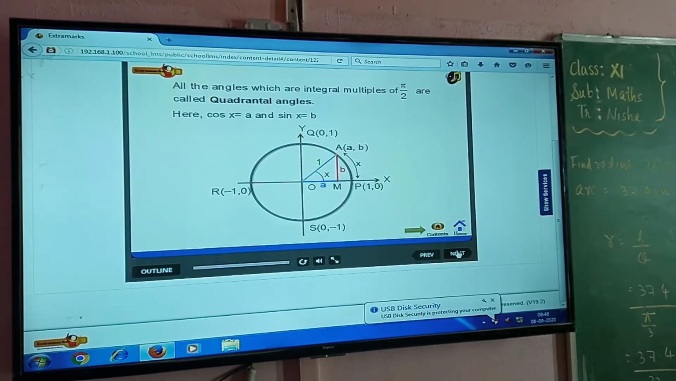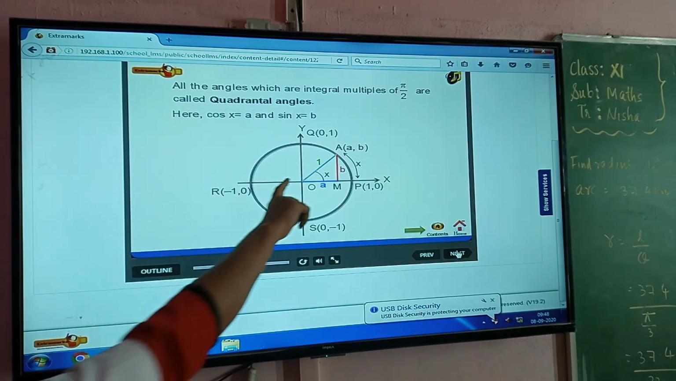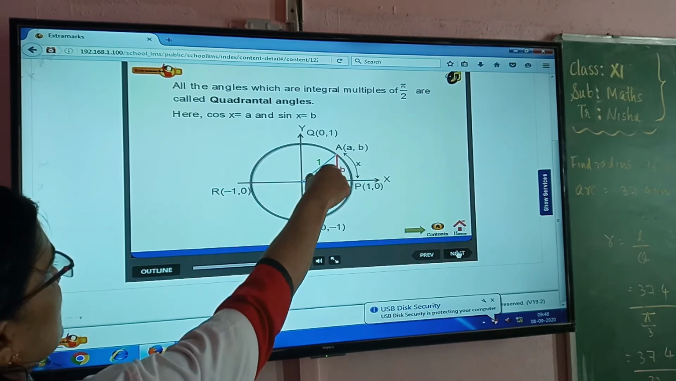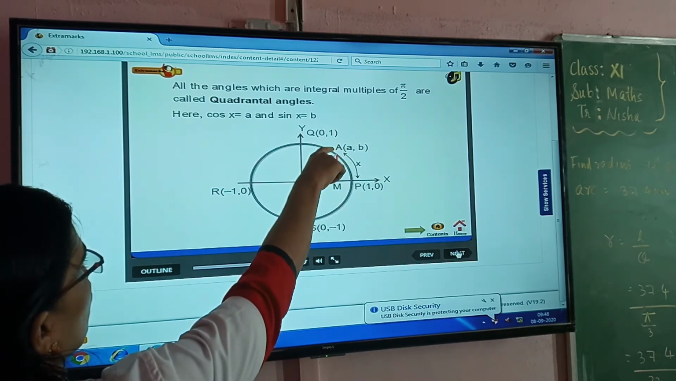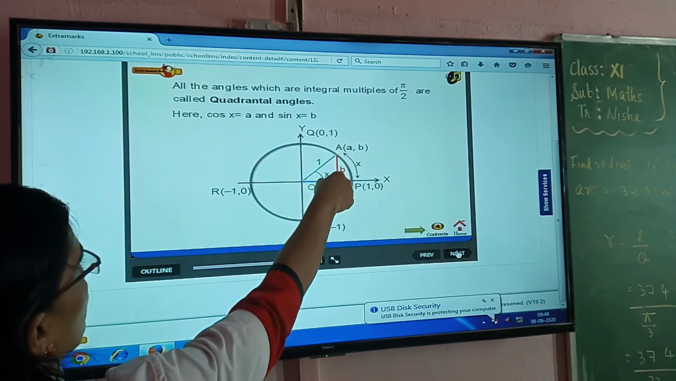Now, one point is written here: all the integral multiples of pi by 2 are called quadrantal angles. Here, cos x equals A. How can you find cos x? We know cos theta is equal to adjacent by hypotenuse. Here x is the angle taken. So cos x equals adjacent A by hypotenuse 1, so cos x equals A by 1.